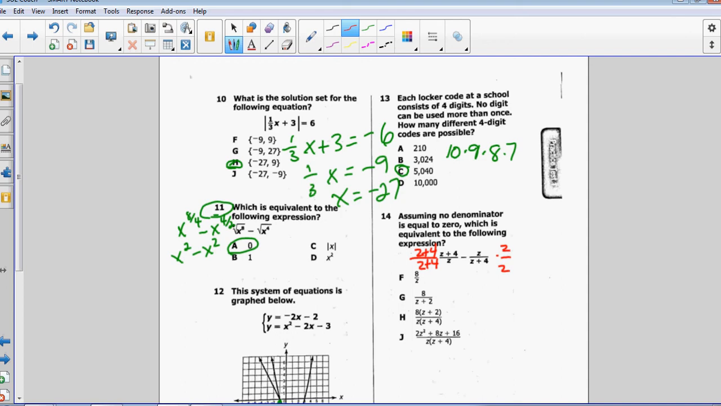So if I have z plus 4 times z plus 4 in the first numerator, I get z squared plus 8z plus 16. And in the second fraction, I just have z times z, so that would be minus z squared. Alright, and my denominator is z times z plus 4. So these cancel out, and I have 8z plus 16 over z times z plus 4. And 8z plus 16 is the same as 8 times z plus 2, if you just factor out that 8.